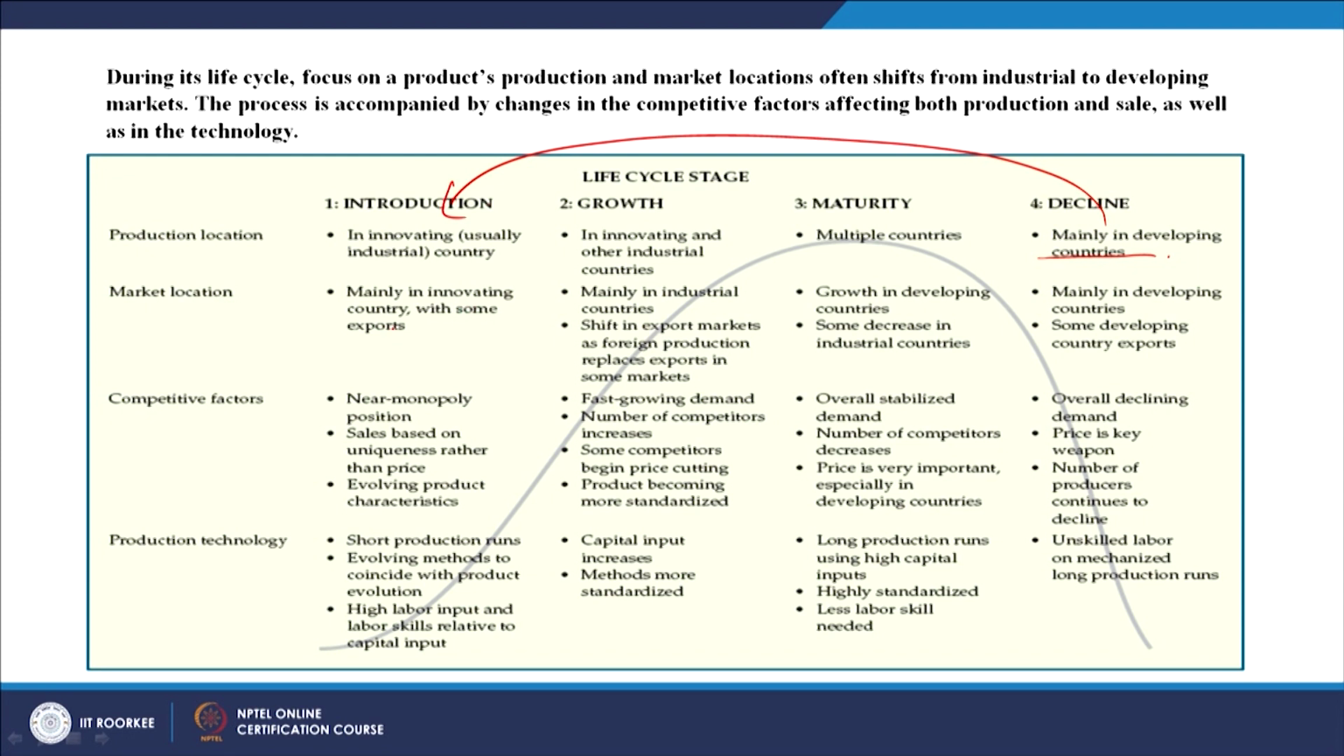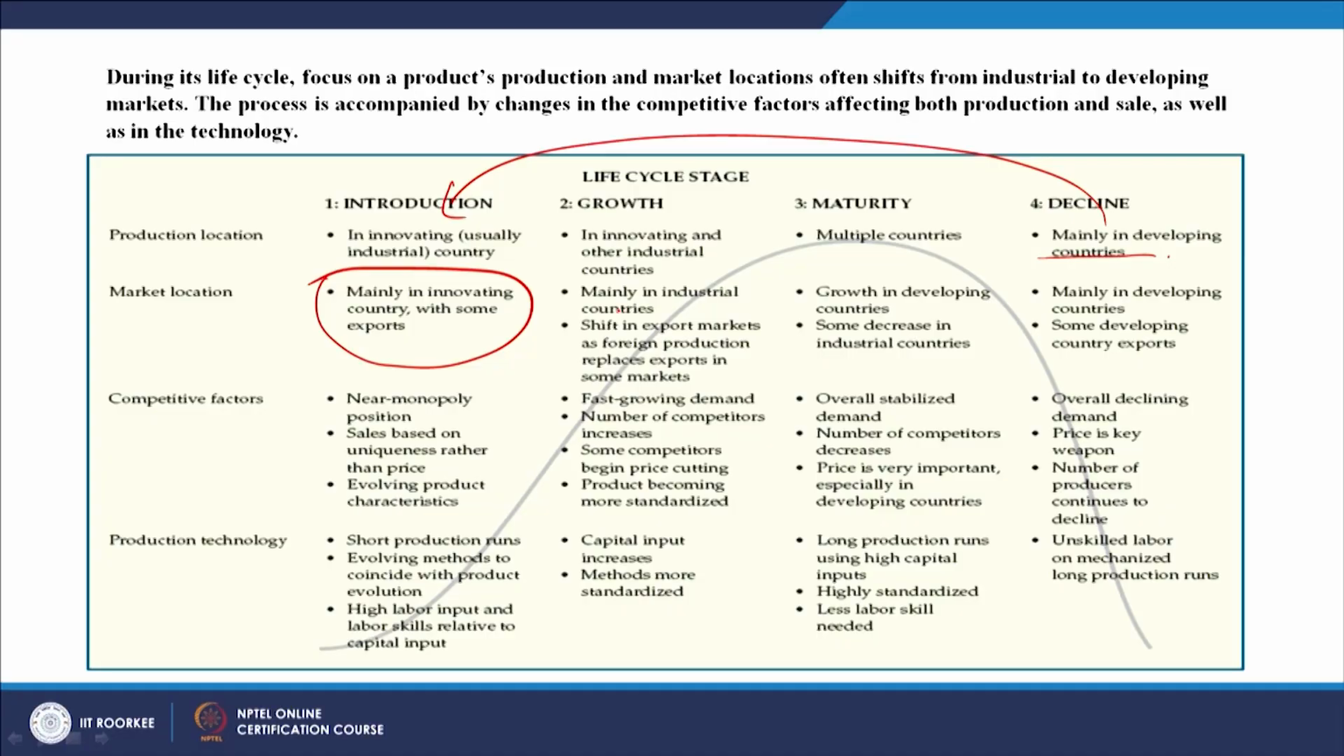So, first it is a home market. So, we talk about ethnocentrism, if you remember ethnocentrism, polycentrism, regiocentrism, geocentrism, we had spoken in one class, if you remember that. So, it is mostly focused in the home market, right. Second, what happens in the growth stage, mainly in the industrial countries, right. So, the market location is where it is being sold, mainly in the industrial countries, and a shift in exports to the foreign production replaces export in some other markets too.